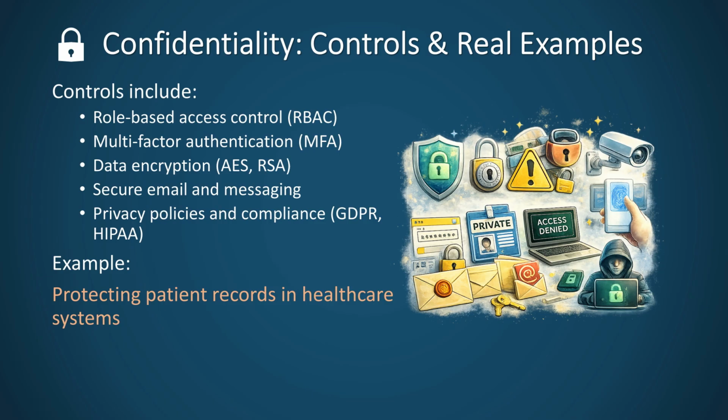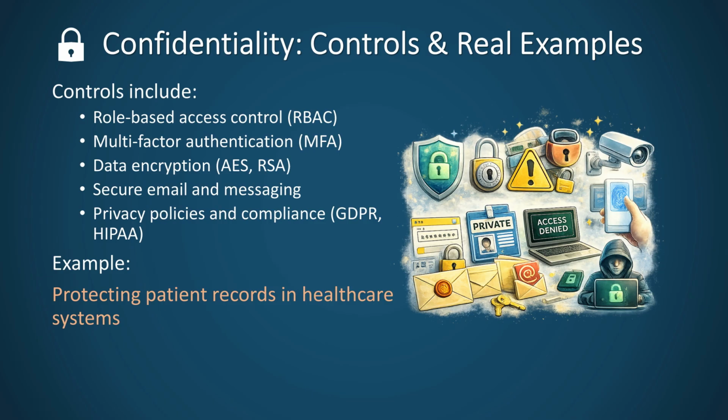Next is multi-factor authentication, MFA. Instead of relying only on a password, MFA adds extra layers of security, like a code sent to your phone or a fingerprint scan. Even if someone steals your password, they still can't get in without the second factor. Then we have data encryption. Encryption scrambles information so that even if it's stolen, it looks like gibberish without the right key.